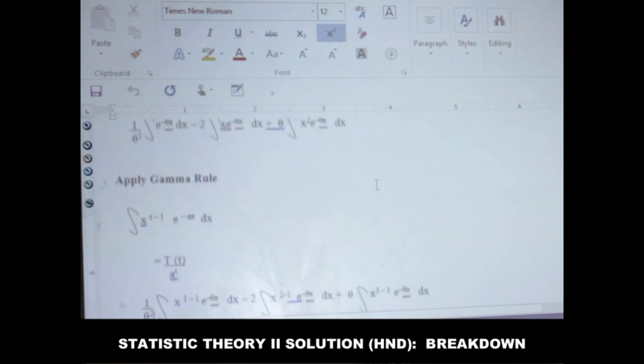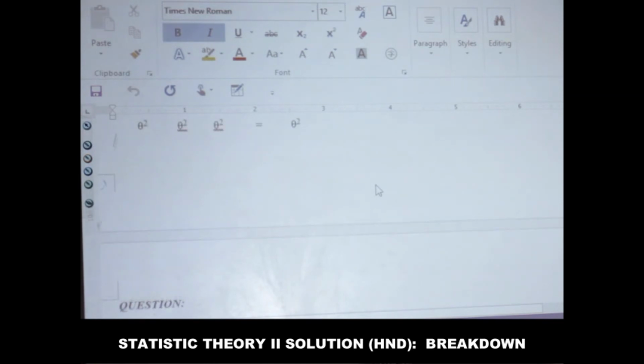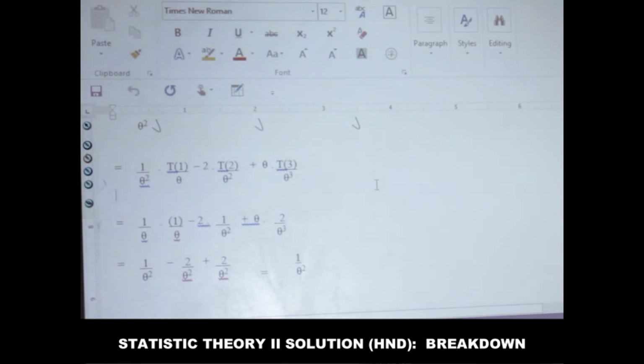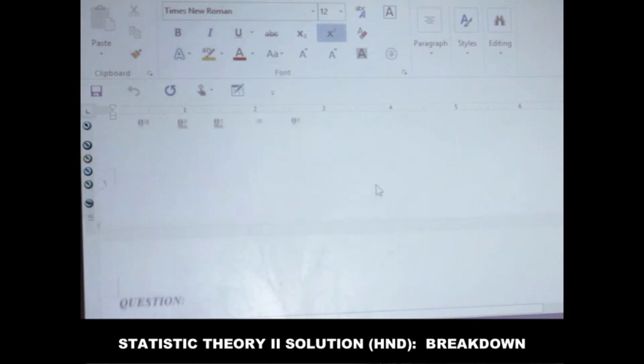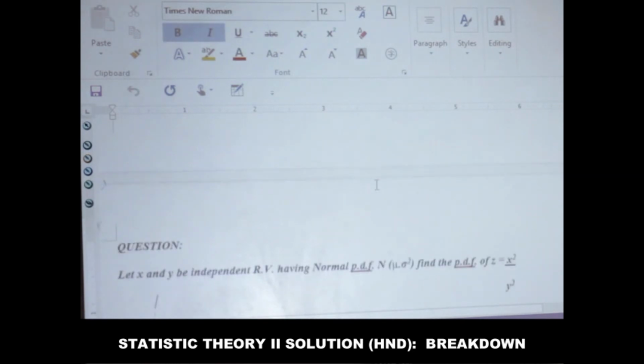Then we apply our gamma rule. It is through this gamma rule that we are able to look for the answer. So we have 1 over theta times 1 over theta minus 2 times 1 over theta squared plus theta times 2 over theta raised to power 3. So you pick the initial 2, you have 1 over theta minus 2 over theta plus 2 over theta, which will give us 1 over theta squared.